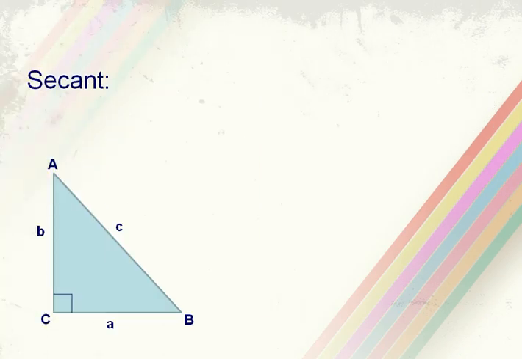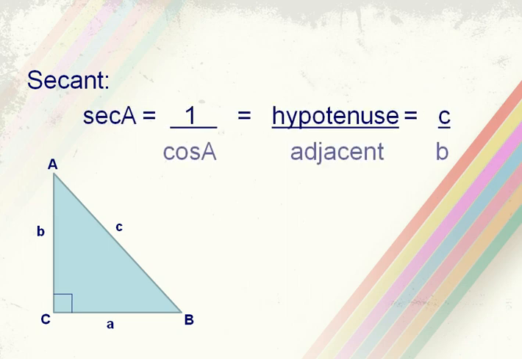Secant is found by taking the reciprocal of the cosine of our angle. So rather than the adjacent divided by the hypotenuse, we take the reciprocal of that and we get C over B for the secant of A.